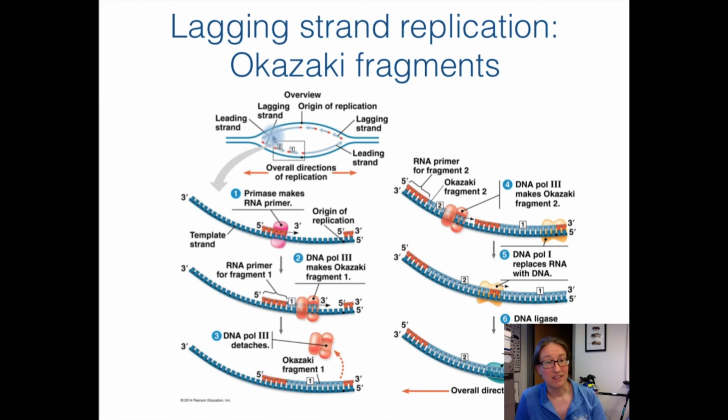Okay, looking again at the lagging strand replication, same process with primase attaching an RNA primer, and then that allows DNA polymerase 3 to make an Okazaki fragment in the 5' to 3' direction. Then that DNA polymerase 3 will detach, and we'll keep synthesizing more Okazaki fragments. Meanwhile, DNA polymerase 1 will replace that initial RNA primer with DNA. And then as the last step for the Okazaki fragment, DNA ligase will form a bond between those DNA fragments.